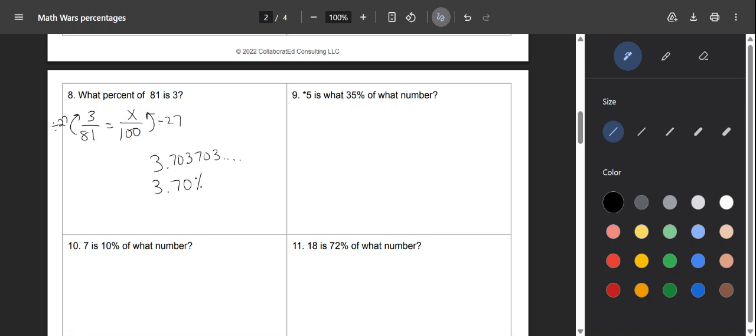All right, you can see here that we got a continuing number, 3.703, forever and ever. We're going to go ahead and round to the hundredths place, which is where the 0 is. 3 says stay the same, so 3.70.